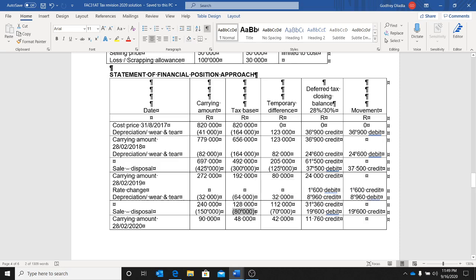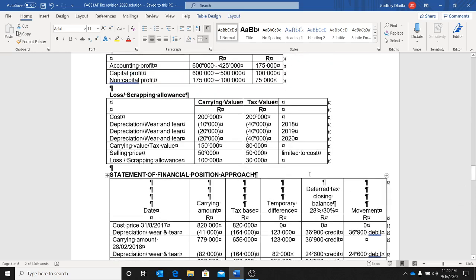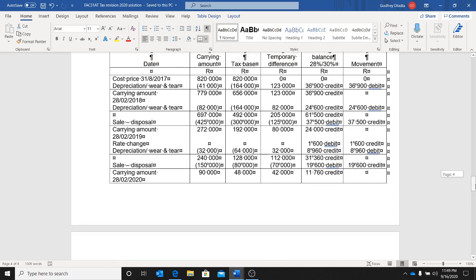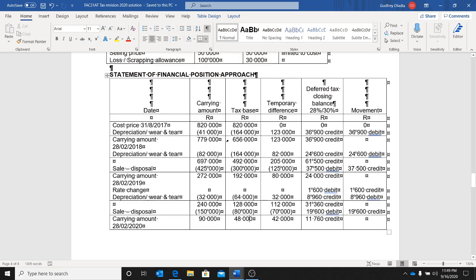Then the asset was sold, which comes from here, the tax value when the asset was sold. All right, then you've got a balance of 48. Now let me explain to you all these differences here and the movements. So if you've got this amount and this one, you compare the two. Now let me make sure that you see what I'm trying to do here.